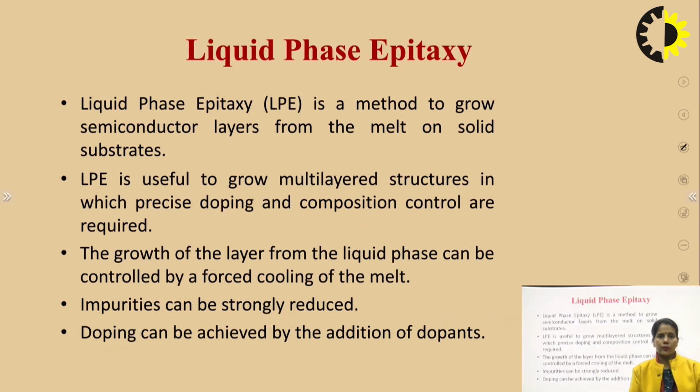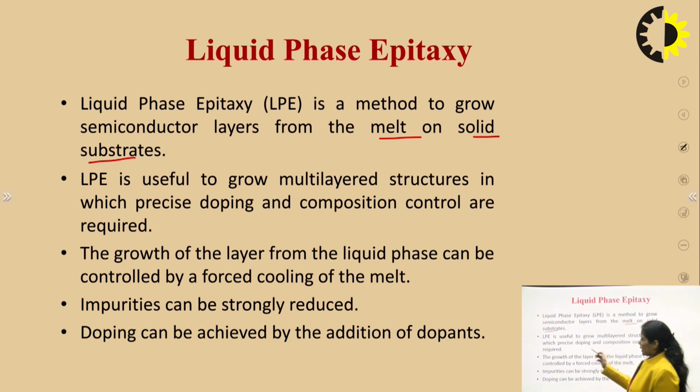There are different types of epitaxial growth processes. One of the very interesting procedures is liquid phase epitaxy. It is known as liquid phase because the component that is deposited as a monocrystalline layer is in liquid form and is directly deposited on the substrate. So let us understand this process. It is a method to grow semiconductor layers from the melt, and this melt is deposited on a solid substrate. So the liquid material is deposited on the solid substrate.